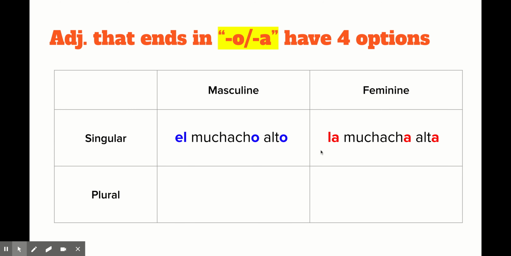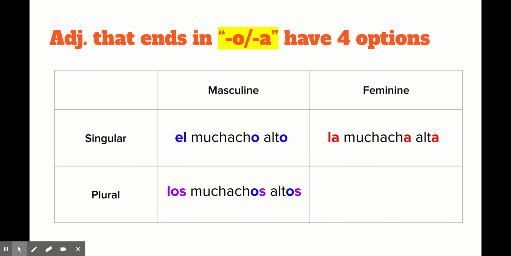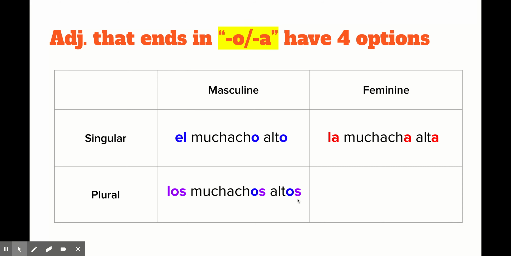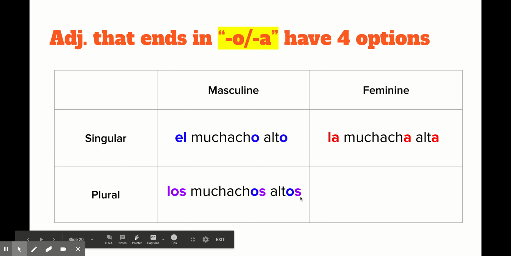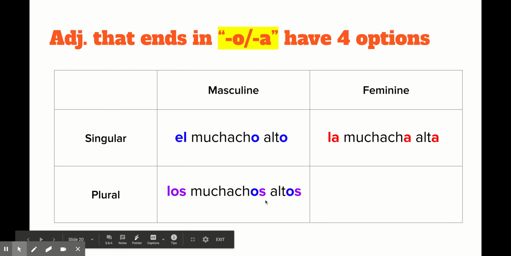So now what about the plural? What if I wanted to say the tall boys, right? Because alto means tall. So if I wanted to say the tall boys, plural, I would need to say los muchachos altos. Notice everything is agreeing in gender and number, right? I have a plural masculine article, los. I have a plural masculine noun, muchachos. Therefore, I need a plural masculine adjective. The adjective being tall, I have to add an S here. Literally in your brain, think the boys talls. Okay, they have to agree. It always has to agree.